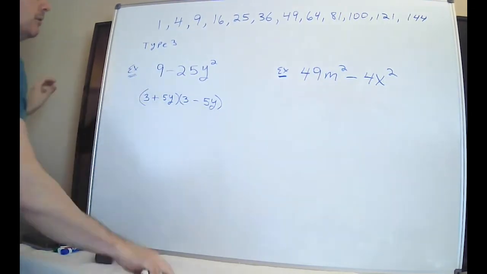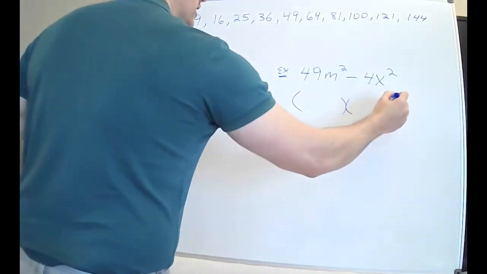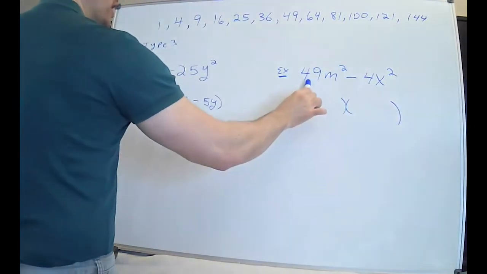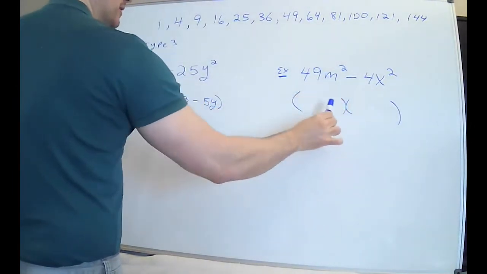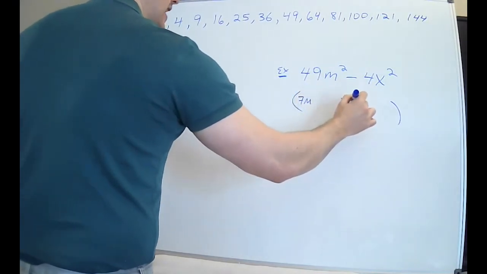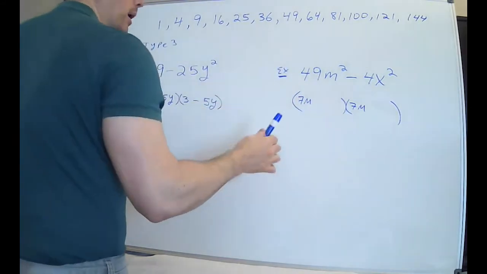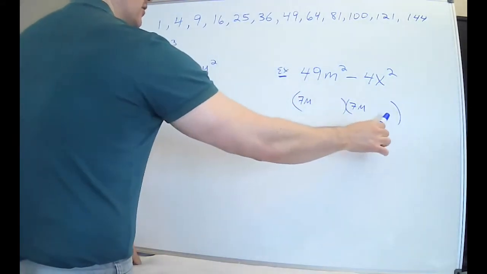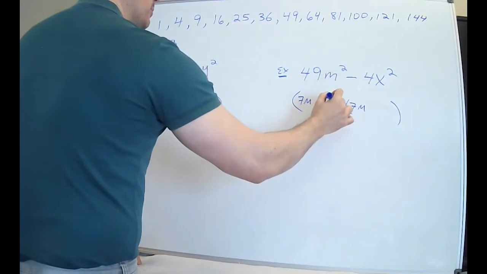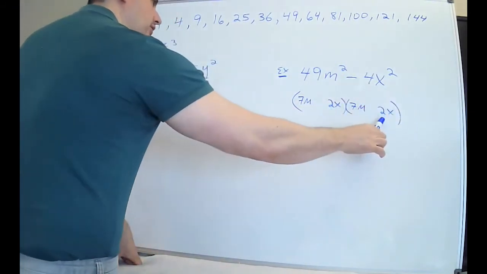So now the other problem, it's a little more complicated because it has more letters, but who cares? It doesn't change anything. I need a 49m squared. So I need something times itself. So it has to be 7m and 7m. Why 7 and 7? Because 7 and 7 make 49 when you multiply them. Now I need something times itself to make 4x squared. So you put 2x, 2x. It has to be something times itself.